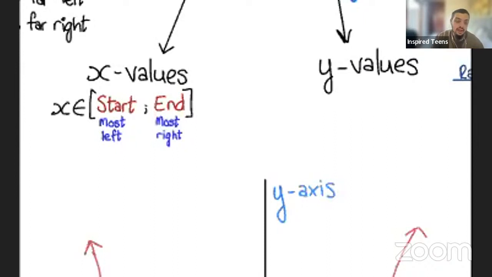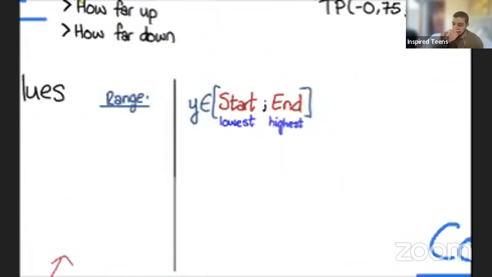The X values. X is an element of the start value, the end value. In terms of domain, most left value and most right value that you're talking about within your interval. Then when it comes to range, start value and end value, we're talking about the lowest value and the highest value in your particular range.